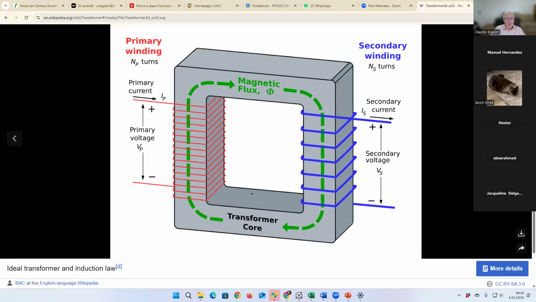And what's the advantage of the transformer? The transformer is used to either increase or decrease the voltage in the other circuit. By adjusting the relative number of turns between one solenoid and another, we can either increase the voltage or decrease the voltage. And there is a very simple way to treat that mathematically, so you can understand that, okay?